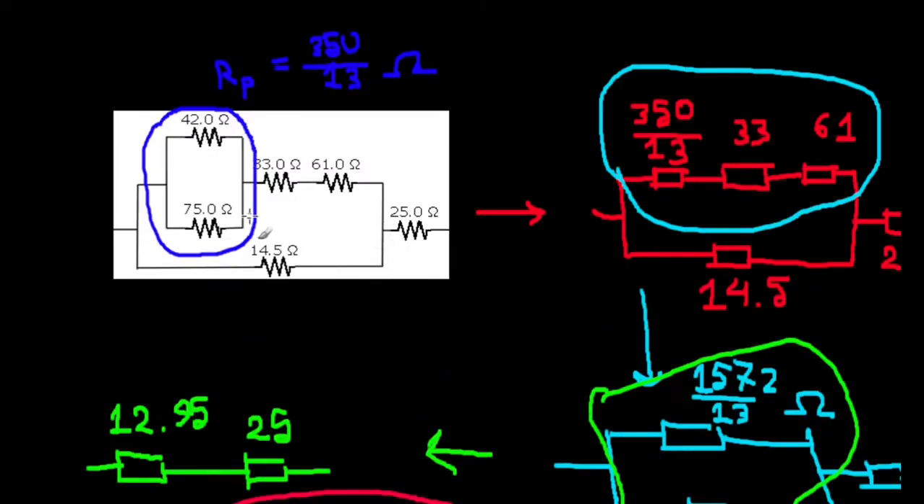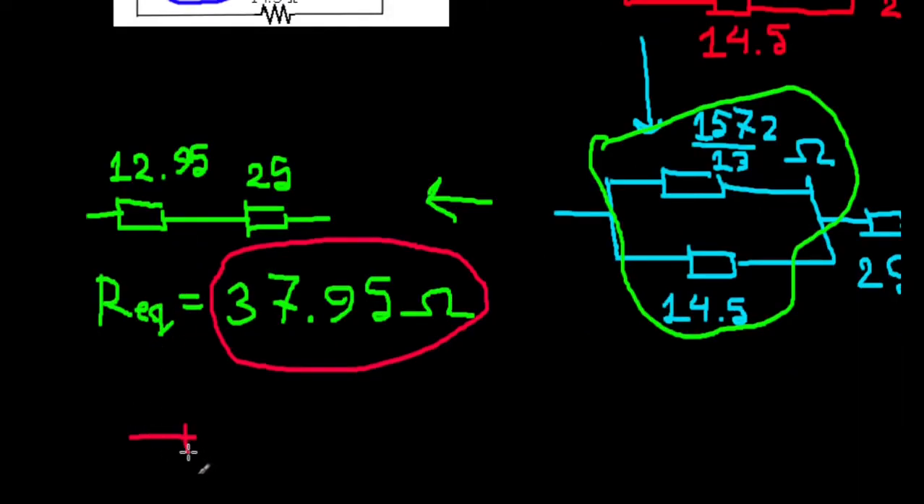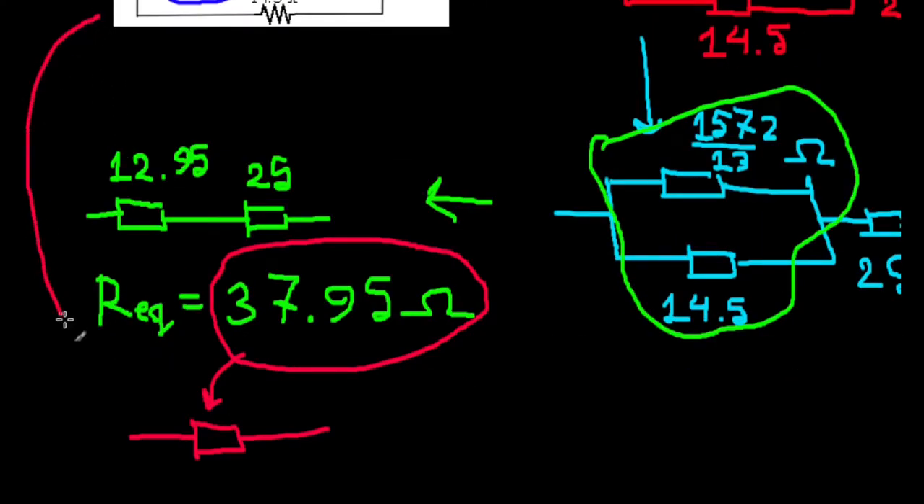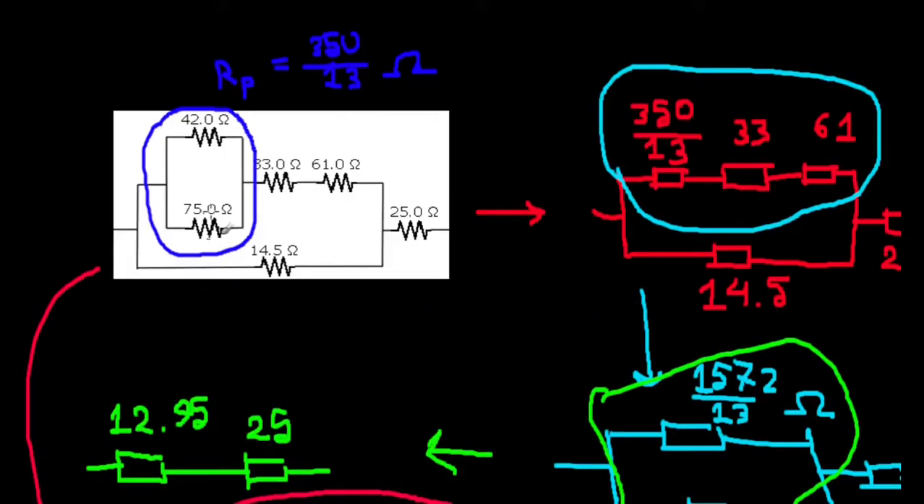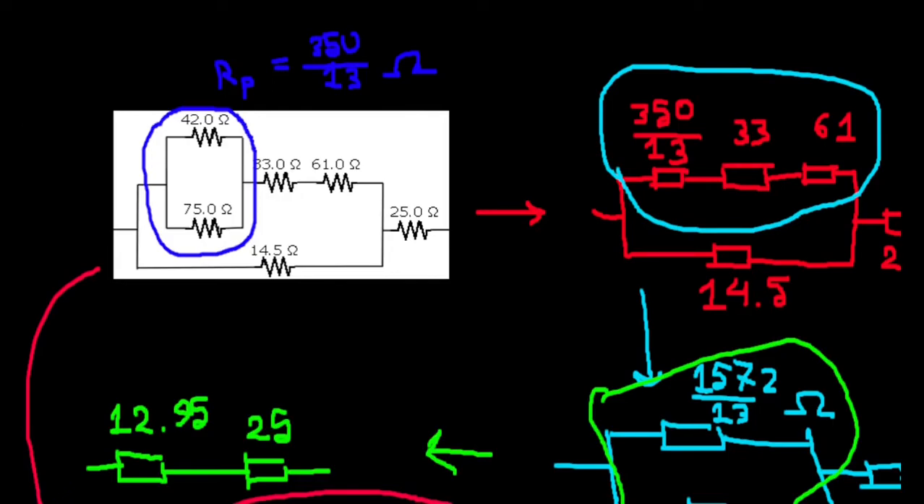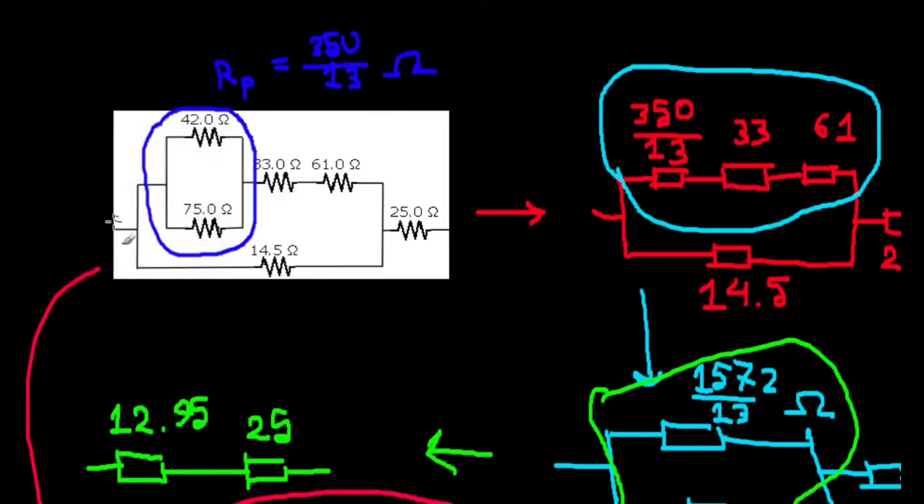It's pretty neat that you could simplify something like this to basically a single resistor that has this value, 37.95 ohms. So we were able to simplify this to something like this. That's neat. Just one last thing, let's try it out. This is just something extra.